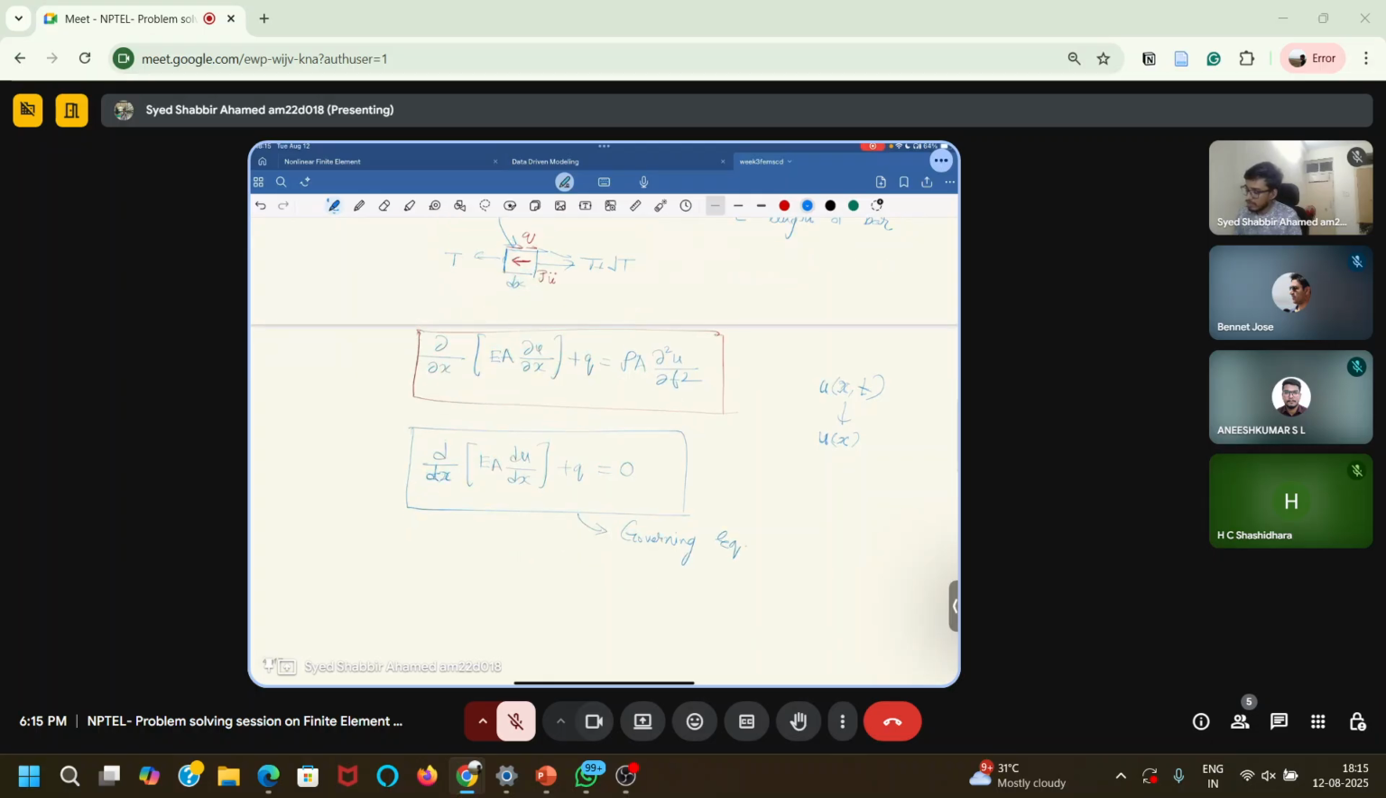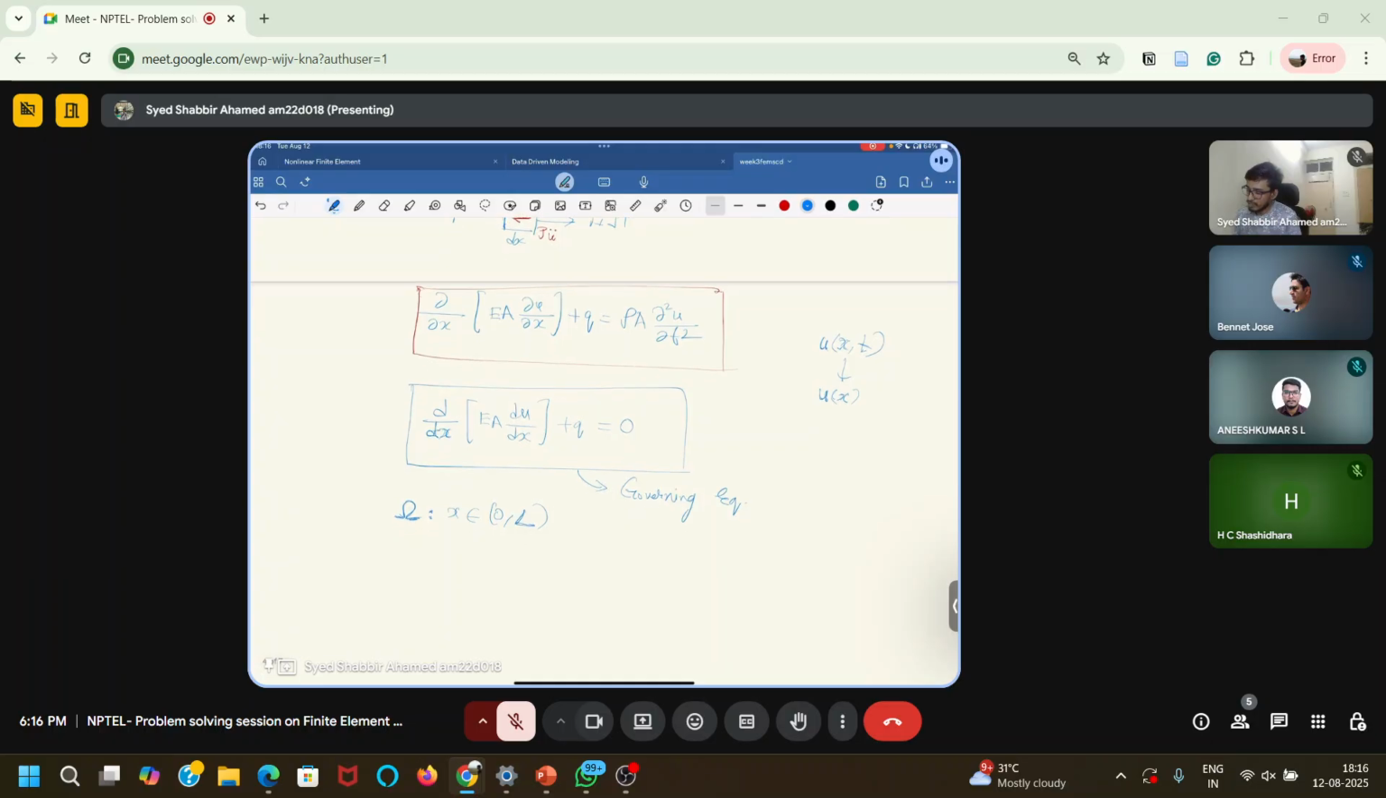Okay, and this equation is valid over the domain of the bar, which is over the length of the bar here. So domain is nothing but the whole structure. The bar is a one-dimensional structure, so I can say domain is x belongs to [0, L]. So x varies from 0 to L. Okay. So this is the domain of the bar.